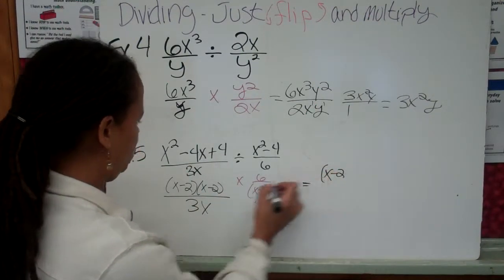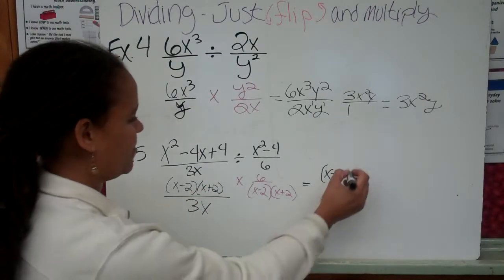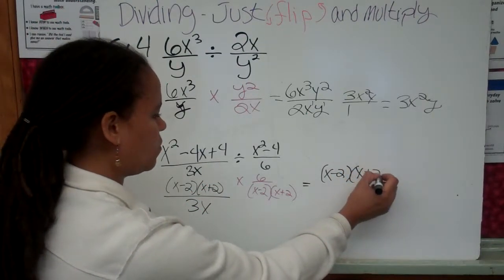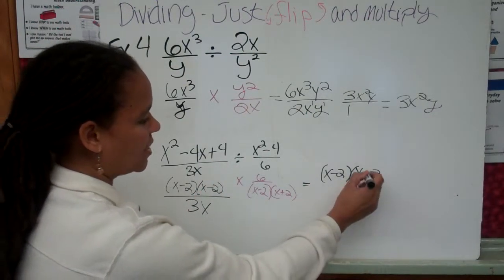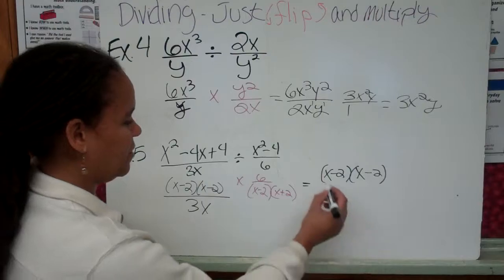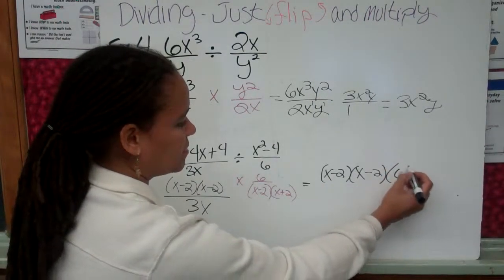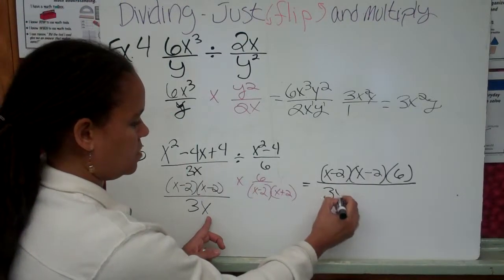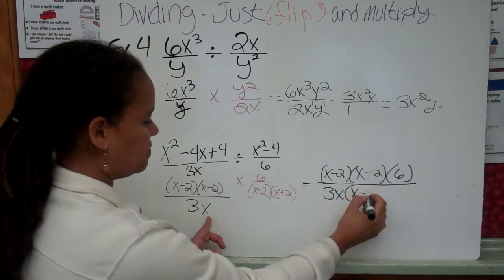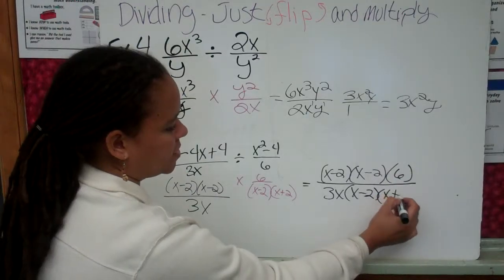X minus 2, wait a minute. X plus, wait, no, that was negative. That was negative. Just ignore me, I'm going crazy. X minus 2 times 6 over 3x, x minus 2, x plus 2.